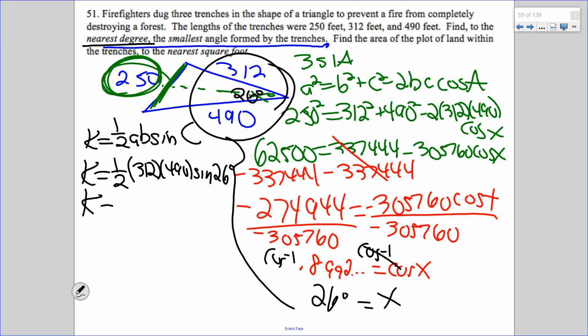Put this into the calc. 1/2 times 312 times 490 times sine 26.